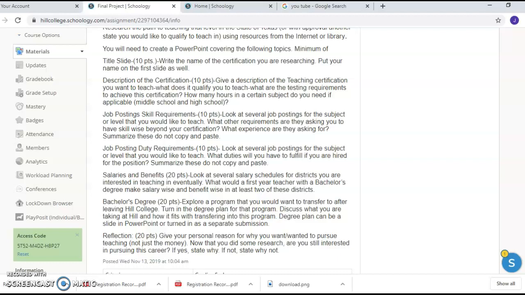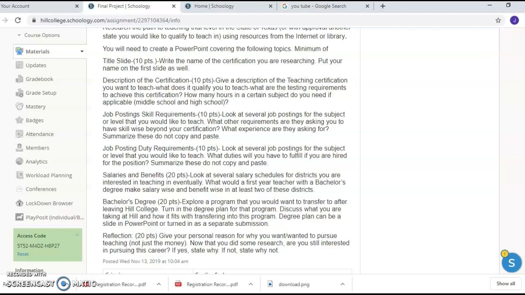that you might be pursuing, music, art, things like that. Or maybe you're pursuing high school or a middle school. So you might be looking for 4-8 math or 7-12 social studies composite. So you need to find that certificate that you want to do. One of the reasons is this will help you make sure you're getting the right classes at Hill. Make sure you're heading towards your correct degree path. And working with where do you want to finish your teaching program.